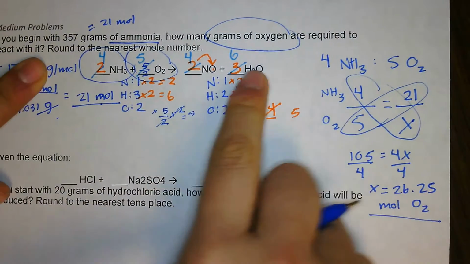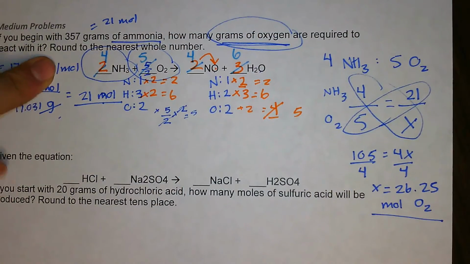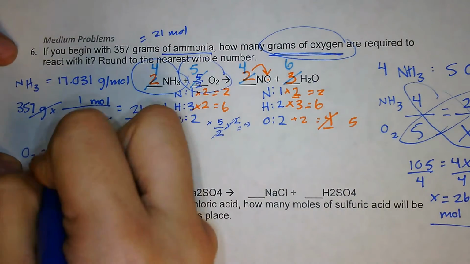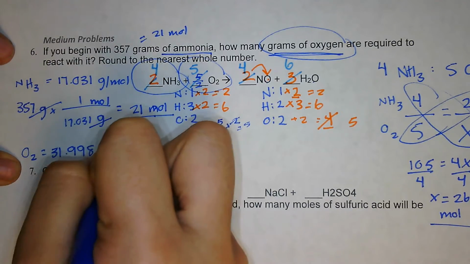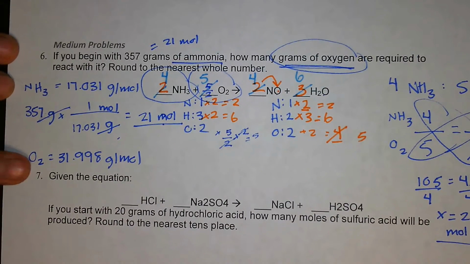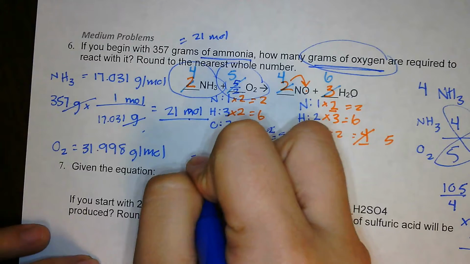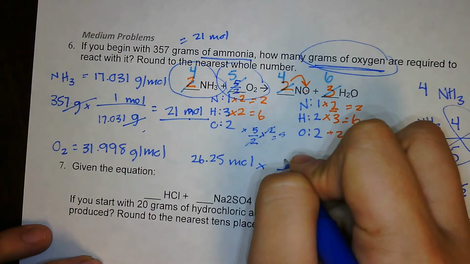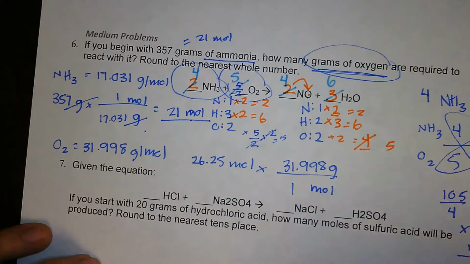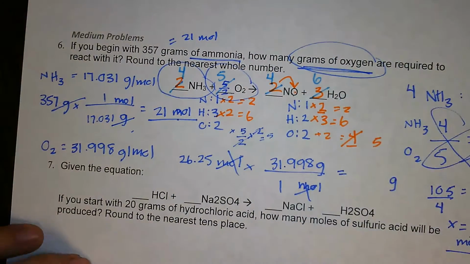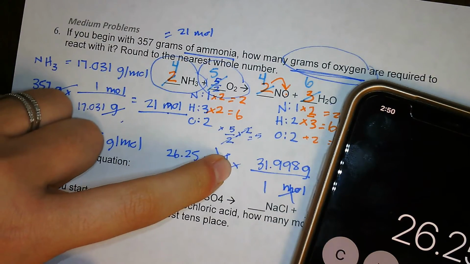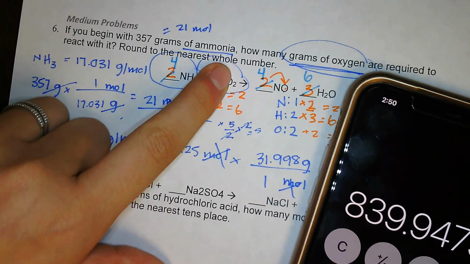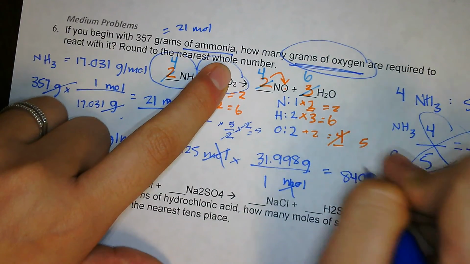Am I done? It's asking me to put grams of oxygen. So now I have to find again the molar mass of oxygen. So the molar mass of O2 is equal to 31.998 grams per mole. And now I have to do dimensional analysis one more time for my oxygen. So if I start with 26.25 moles, and I know that I have to put moles at the bottom, and for every 31.998 grams, I have 1 mole. My moles will cancel out. I am only left with grams, which is what I want, and then I just have to do the math. 26.25 times 31.998 is equal to this number, and it says round to the nearest whole number, so that is about 840 grams, and that is my answer.